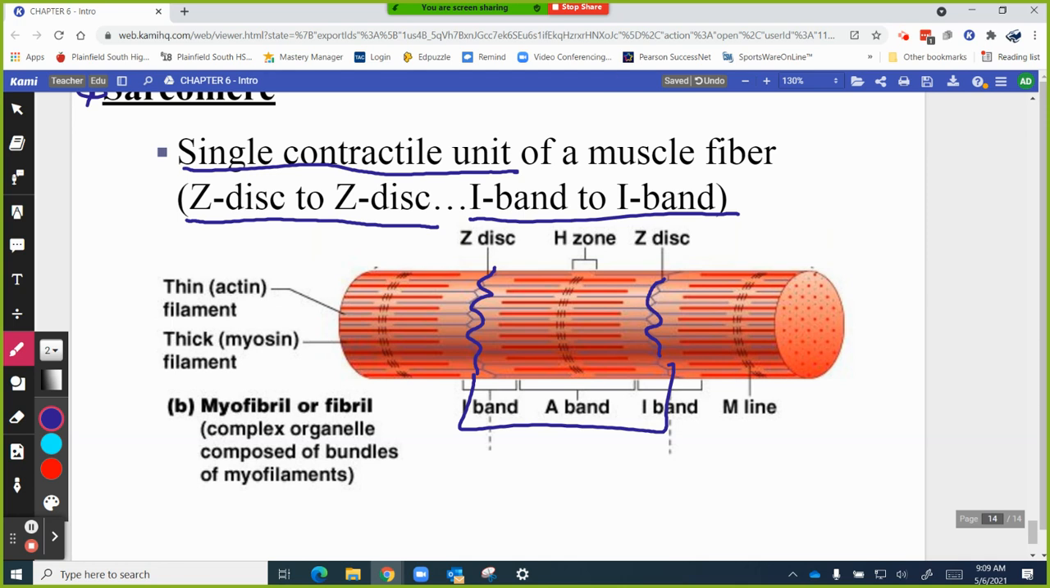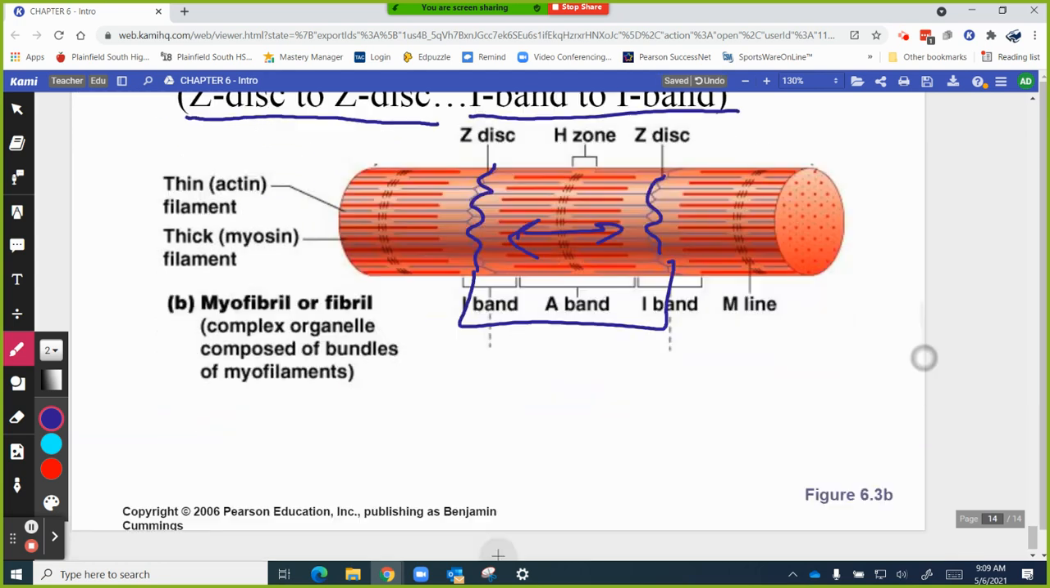When a muscle fiber actually shortens, this is the part that's shortening, the distance between the Z lines. The myosin fibers reach out and attach to the actin and pull them closer to each other. So it shortens that basic portion. The distance between these two gets smaller when the muscle actually contracts.